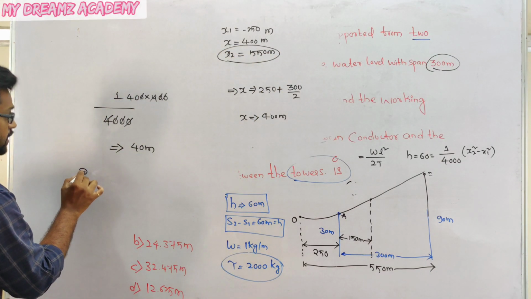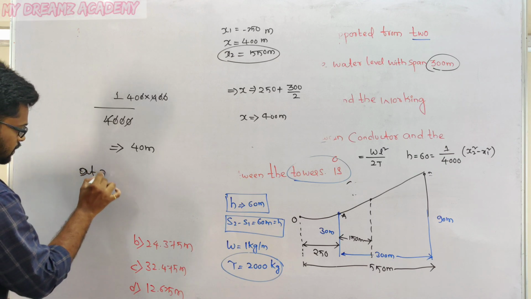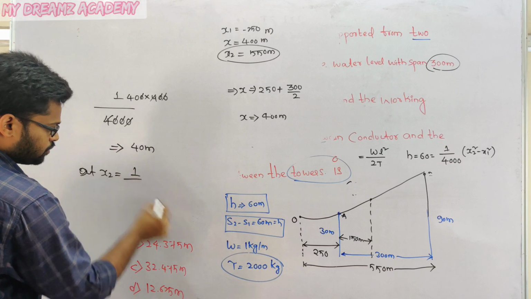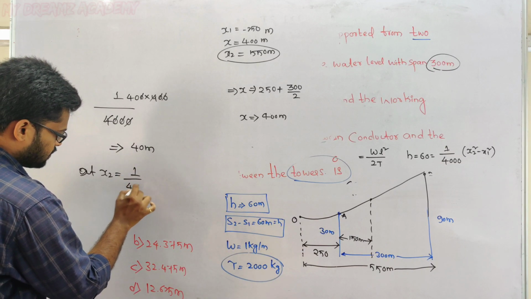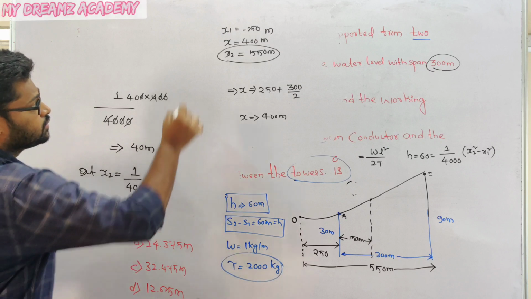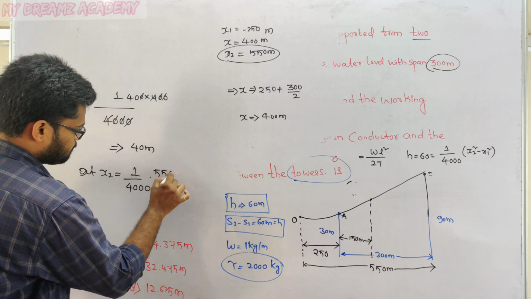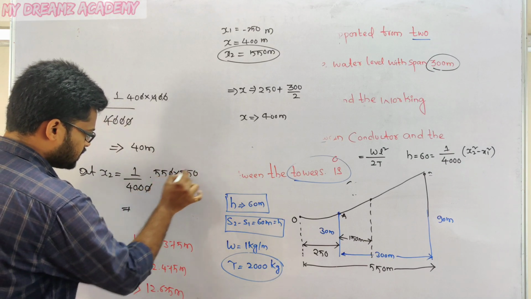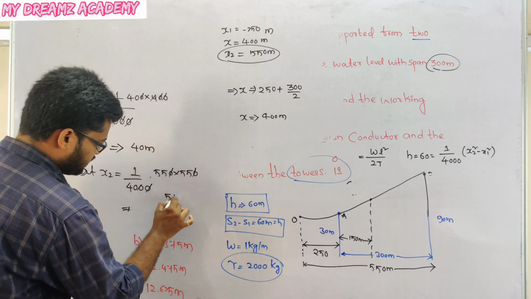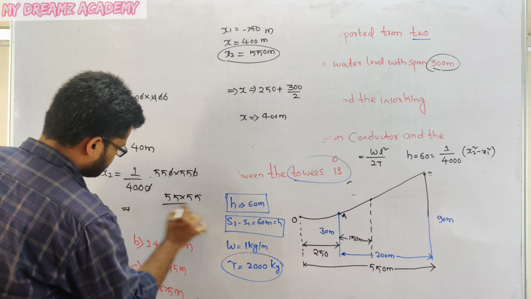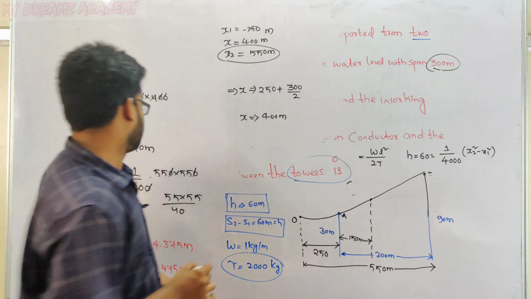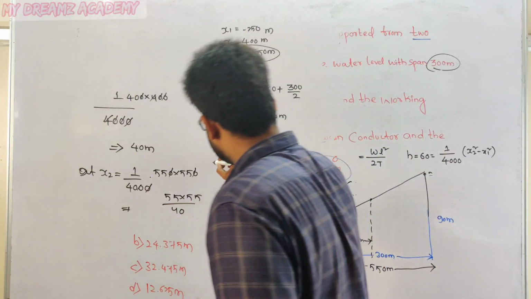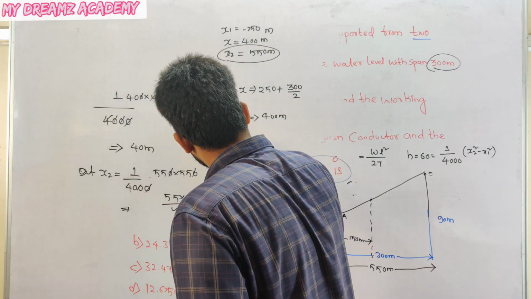So, at x2, omega value is 1, omega by 2t, that is nothing but 4000 into 550 into 550, the zeros will get cancelled. So, 55 into 55 divide by 40, it will give 75.625.